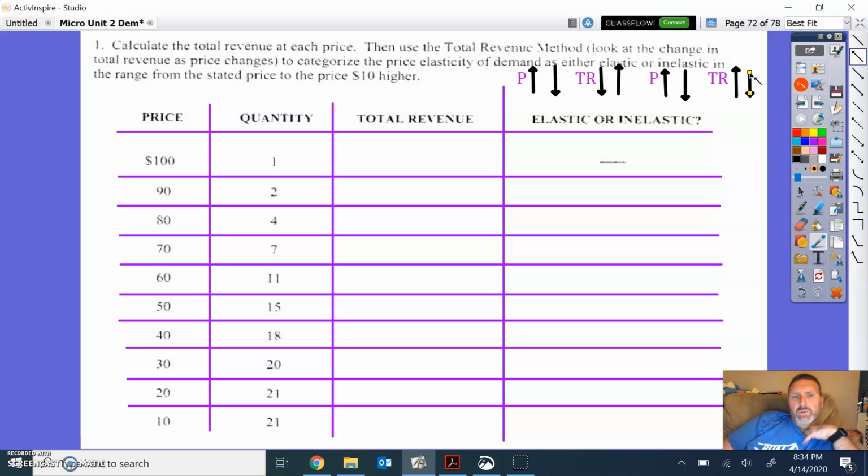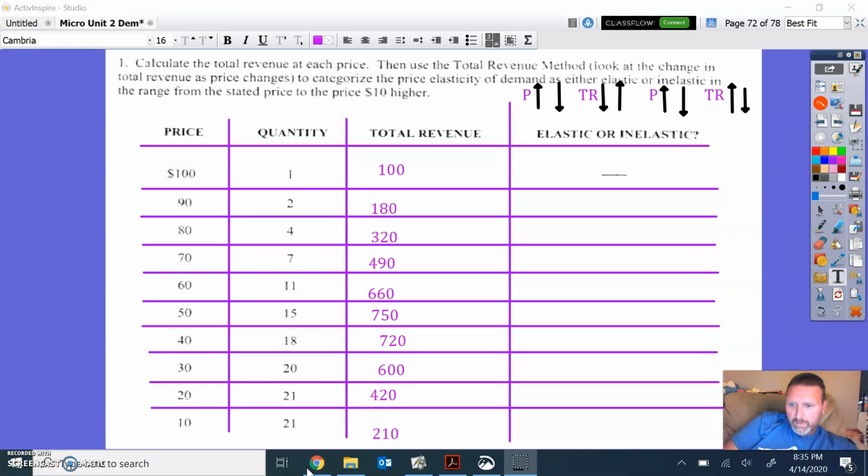So let's see if we can make sure we do this here. Remember, price times quantity gives us total revenue, okay? So with all of that going on, I want you to calculate total revenue, and then write down E or I for elastic or inelastic. Okay? So 5, 4, 3, 2, 1. And we're back. So I filled in the total revenue right here. So 100, 180, you got it, right?